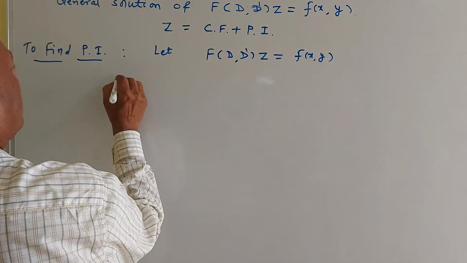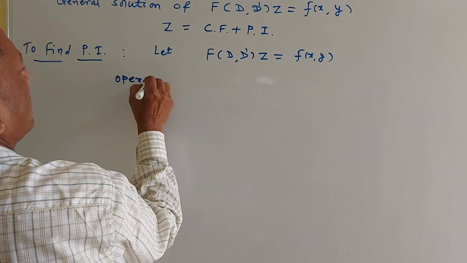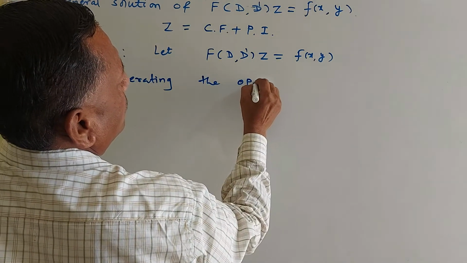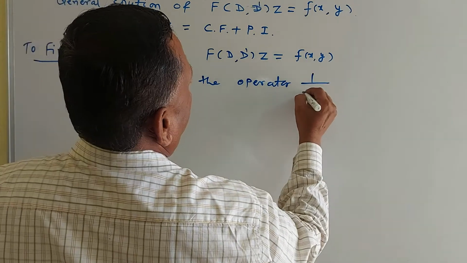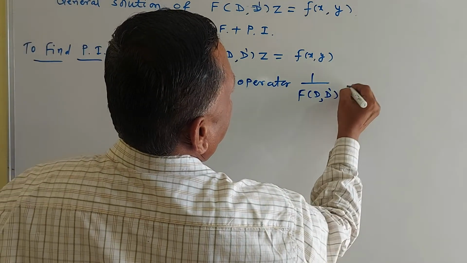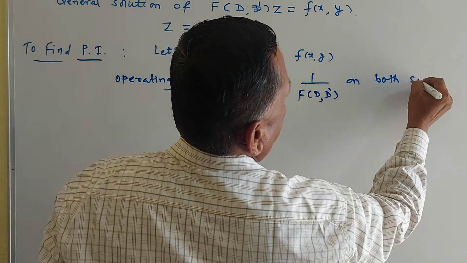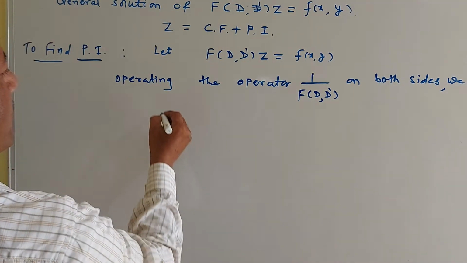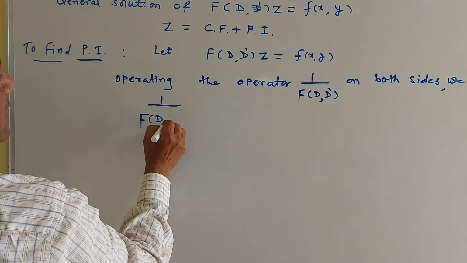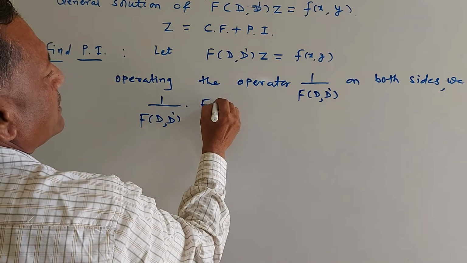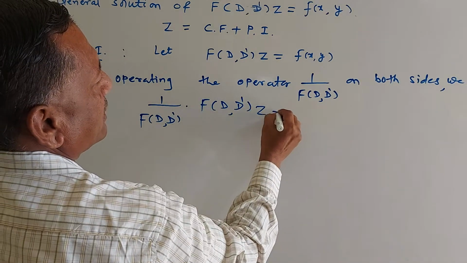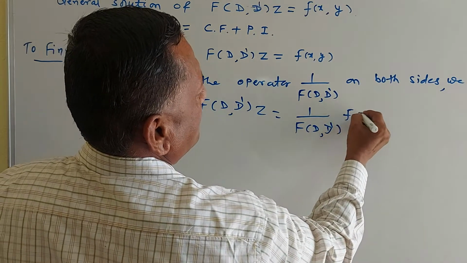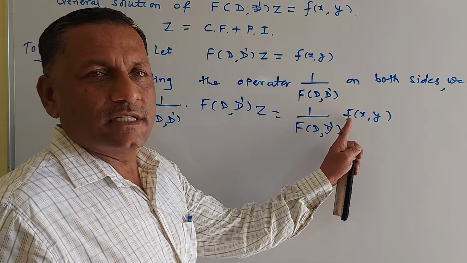So operating the operator 1 upon f of D, D dash on both sides, we get 1 upon f of D, D dash into f of D, D dash operated on z is equal to 1 upon f of D, D dash into F of x, y. This is the capital F and this is the small f.